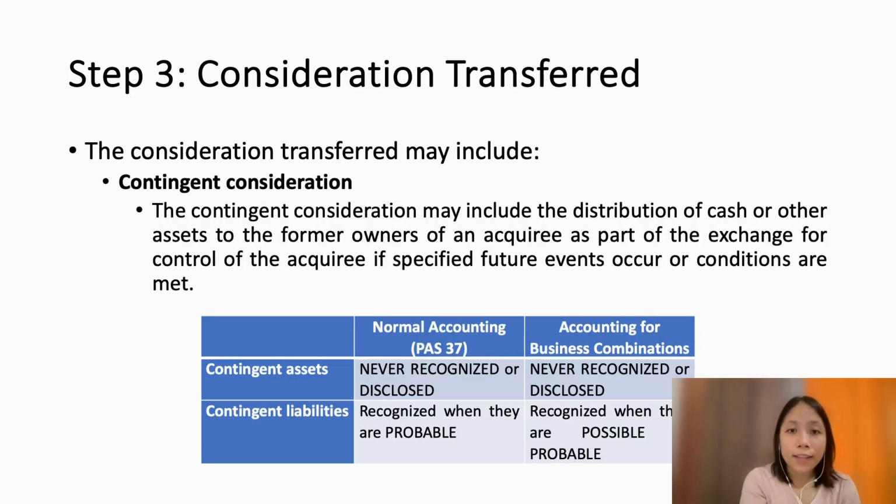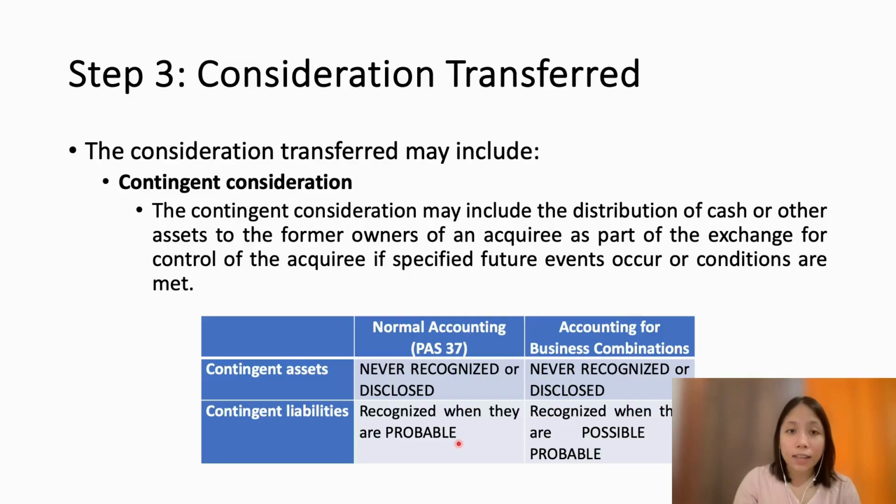The consideration transferred by the acquirer may also include contingent consideration. Contingent consideration, as the term suggests, is payment that is contingent upon a future event happening or upon a condition being met. In normal accounting under PAS 37, we only recognize contingent liabilities when they are probable. Probable means more likely than not, or more than 50% likelihood that the liability will become payable.